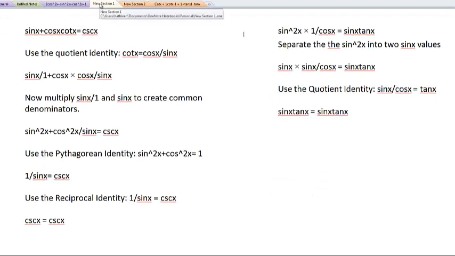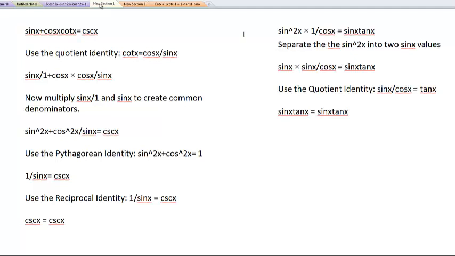For our next problem, we're going to have sine x plus cosine x times cotangent x is equal to cosecant x. First step is to use the quotient identity. Cotangent x is equal to cosine x over sine x. You have sine x over 1 plus cosine x times cosine x over sine x. Now you multiply the sine x over 1 by sine x to create common denominators. Sine squared x plus cosine squared x over sine x is equal to cosecant x.